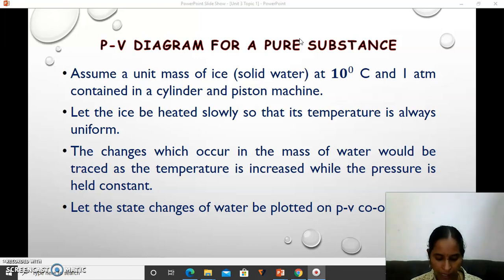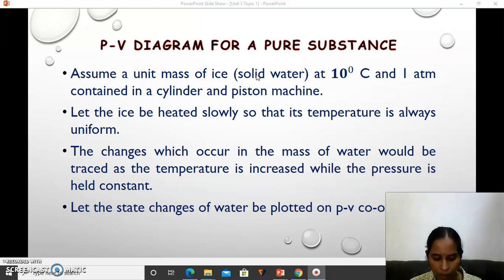Now, to draw the PV diagram for the pure substance, we have to go step by step. It is a very lengthy process. So before moving to the application of how we prepare water vapor from ice, let me describe some of the basics.